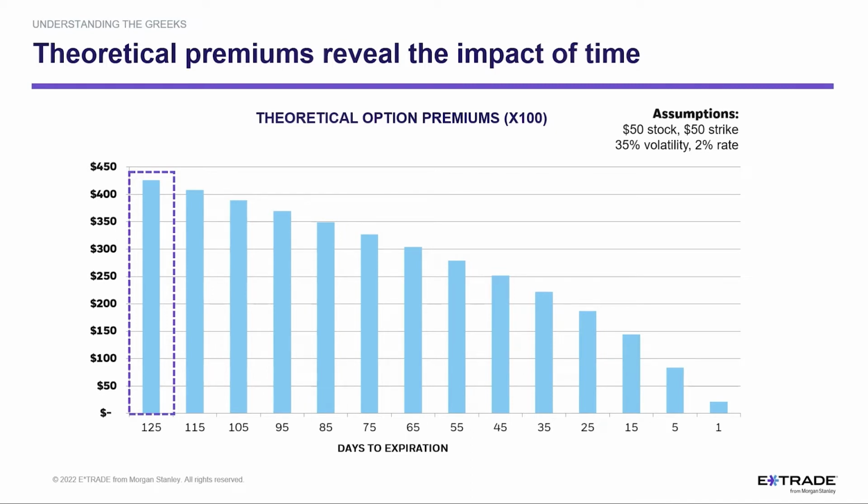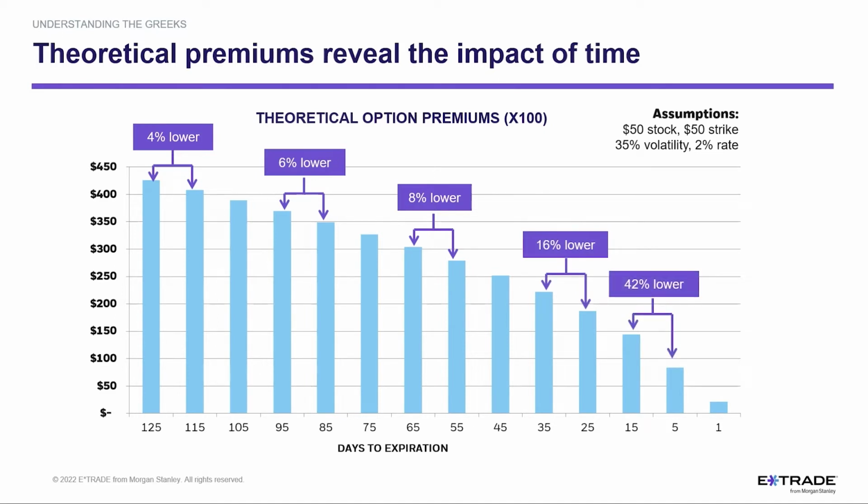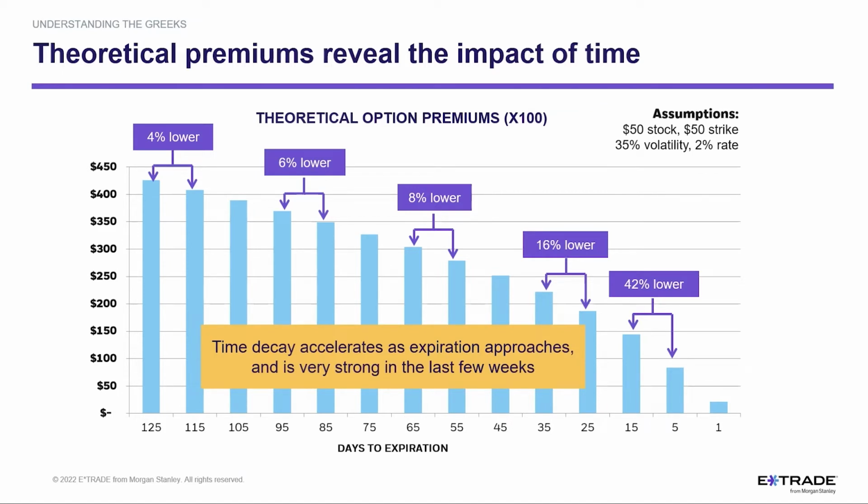chart here. Now, the exercise I want to go through is to look at 10-day periods to see the effect of 10 days of time in different windows here. So here's what I mean. If I do the same calculation with 115 days to go to expiration, the value of the option is down to $405, 4% less for those 10 days. This 10-day period is 6% lower theoretical value. Here it's 8%, here it's 16%, and here it's 42%. So this demonstrates the acceleration in time decay that occurs, and that it gets particularly onerous in the last month or 25 days of an option's life.